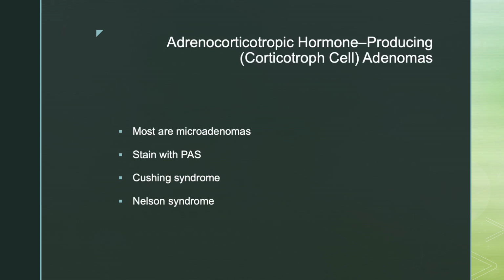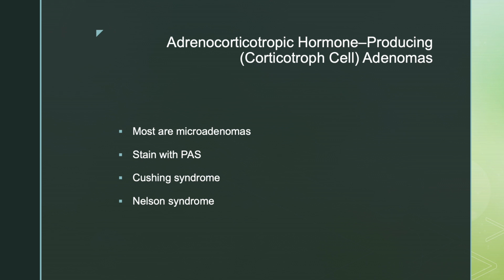Another type of pituitary adenoma is the one that secretes ACTH or adrenocorticotropic hormone. Most of these are microadenomas. The differentiation between microadenoma and macroadenoma is a function of the size. Any adenoma that's below 1 centimeter in diameter is called microadenoma. Anything more than that is called macroadenoma.